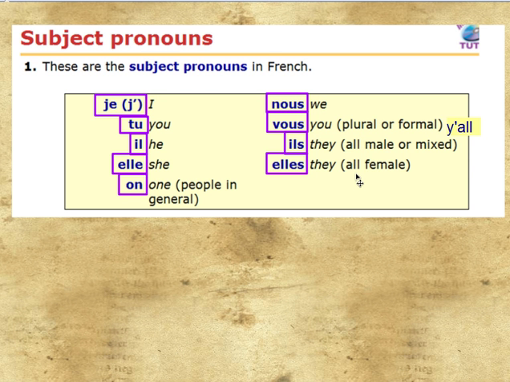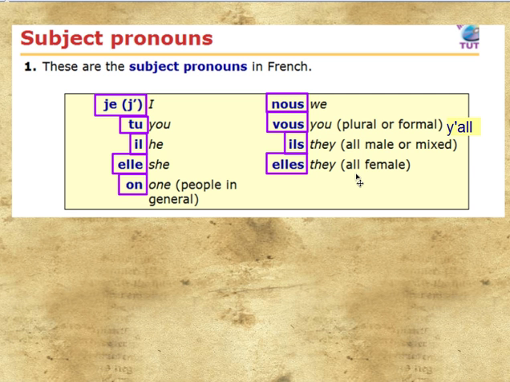So I know this is just having you write it down one more time, but I want to go ahead and go through and make sure that you're knowing how to say these one more time as well. The word for I is je. The word for you is tu. The word for he is il. The word for she is elle.